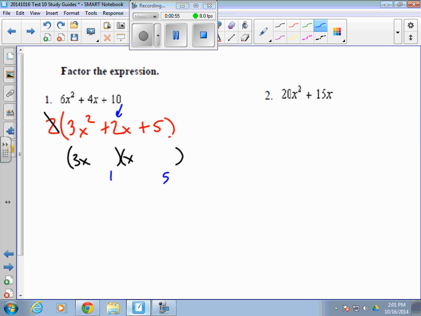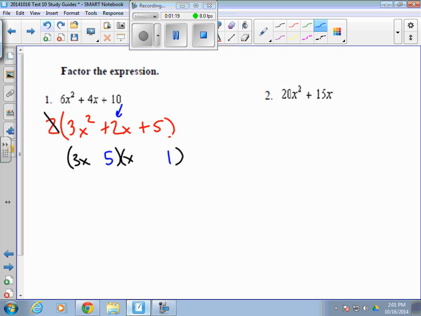3 times 5 is going to give you 15. And 2 times 1 is going to give you 2. 15 minus 1 in this case, it's just going to be 1 times 1, is going to be 14. That's too much. So what you have to do is reverse the order and put your 5 first, and then your 1.